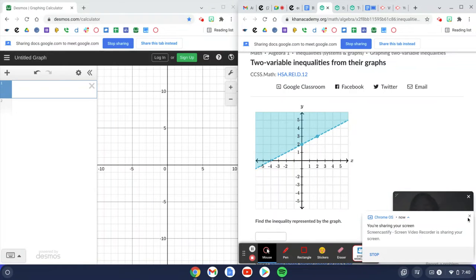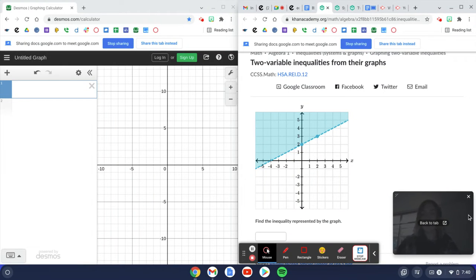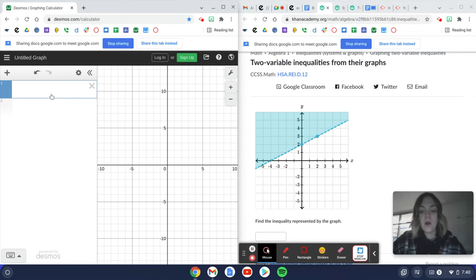For this activity, what we're going to do is look at the graph of an inequality, and write what the inequality is based on what our graph tells us. So I know, and if you don't have Desmos pulled up, go ahead and pull that up, pause the video. I know that y equals mx plus b is the basic equation of a line. So we're going to use this to help set up our inequality.